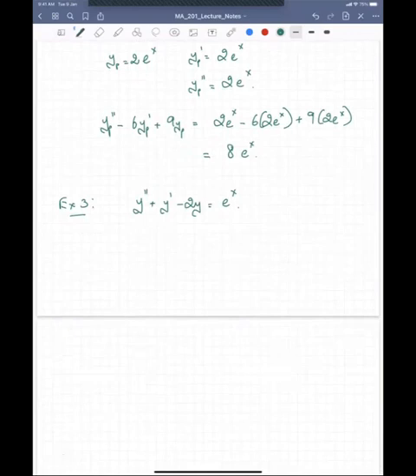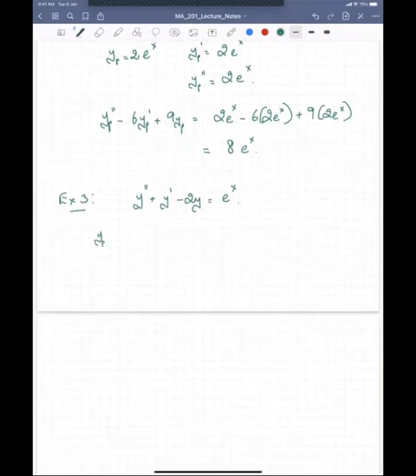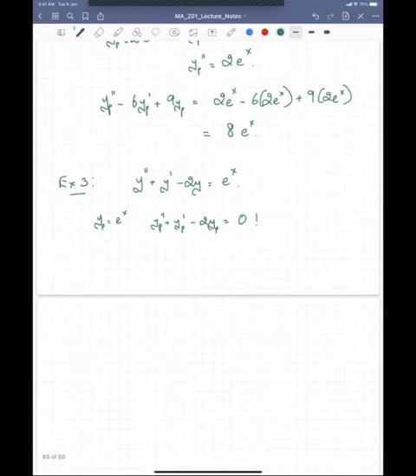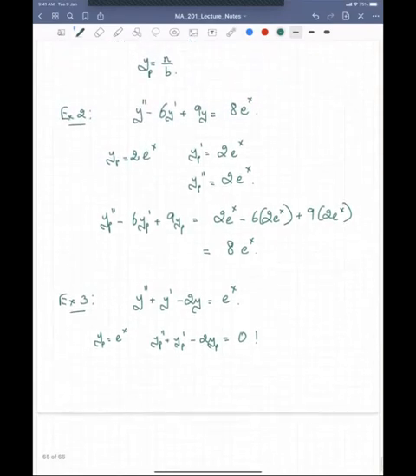There is a reason why it won't, because try yp equals e to the x, and you can even try n times e to the x. It doesn't matter. The n just factors out of the equation. You would actually find that yp double prime plus yp prime minus 2yp is actually 0 in this case. So here's an example where the same logic as example 2 fails.